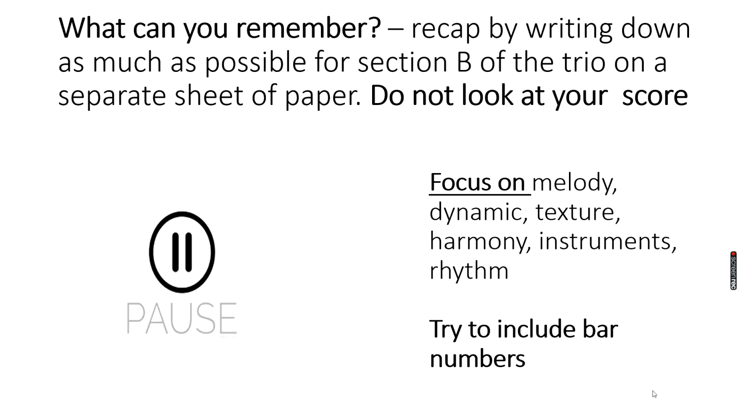Right, let's see what you can remember. You're going to recap by writing down as much as possible about section B of the trio on a separate sheet of paper. Try not to look at your score, and if possible, try to include bar numbers. Focus on the following elements: melody, dynamics, texture, harmony, instruments, and rhythm. Pause the video.